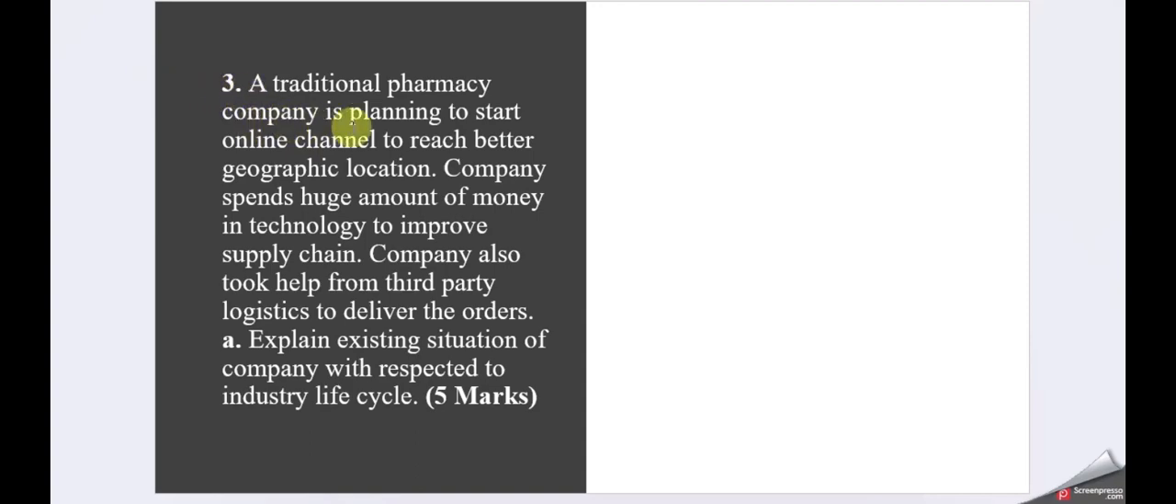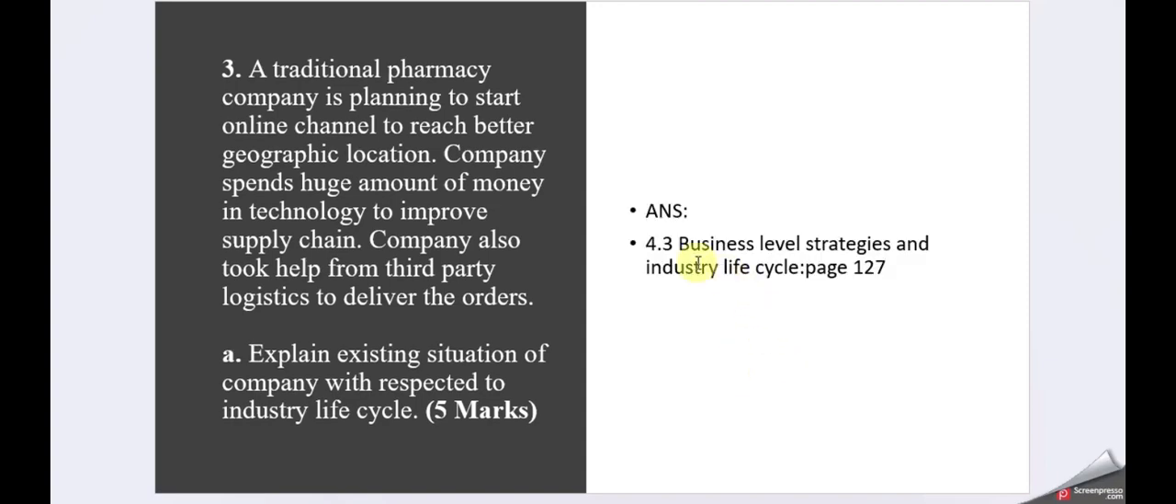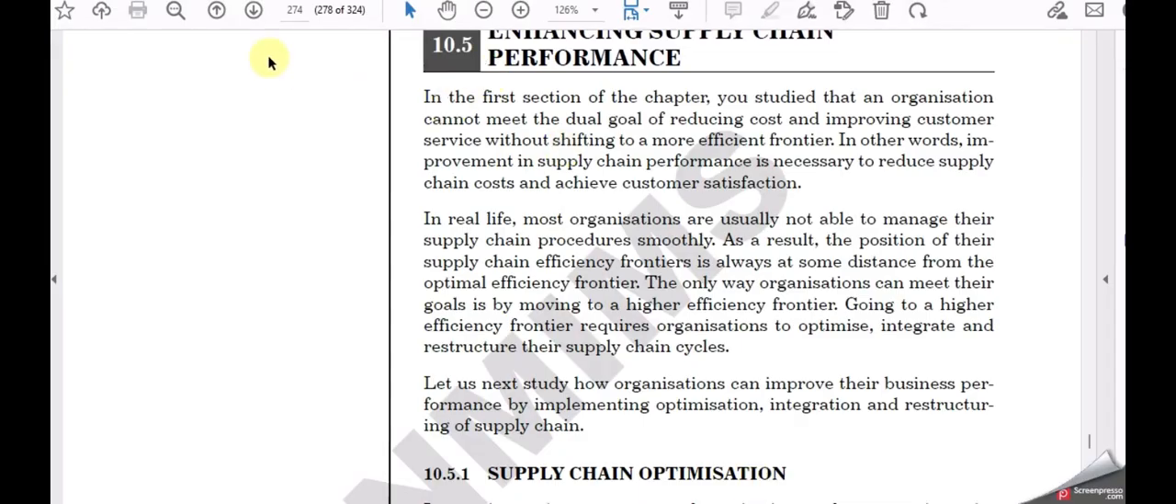A traditional pharmacy company is planning to start an online channel to reach better geographical location. Company spends huge amount of money in technology to improve supply chain. Company also took help from third party logistics to deliver the orders. Now, this is the question 3. In 3A, the question is explain existing situation of company with respect to industry life cycle. So we have to look for industry life cycle that comes in chapter 4, subheading 4.3, page number 127.